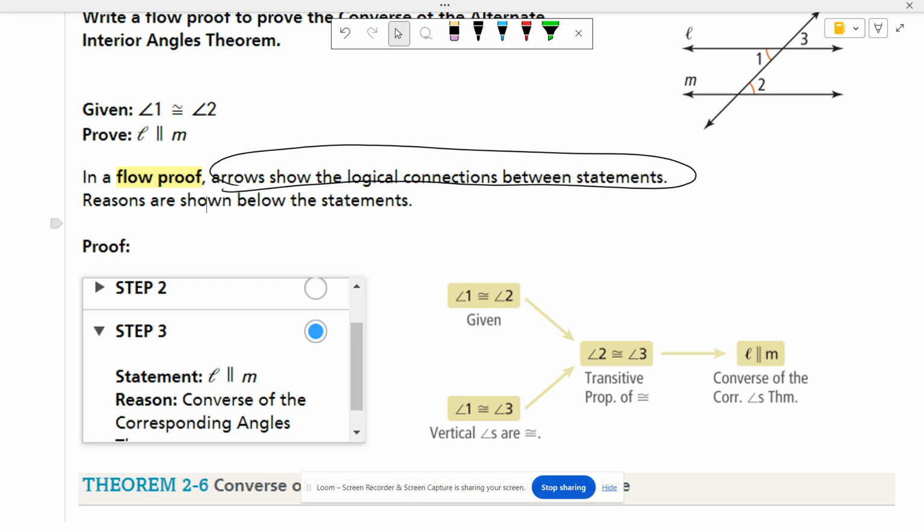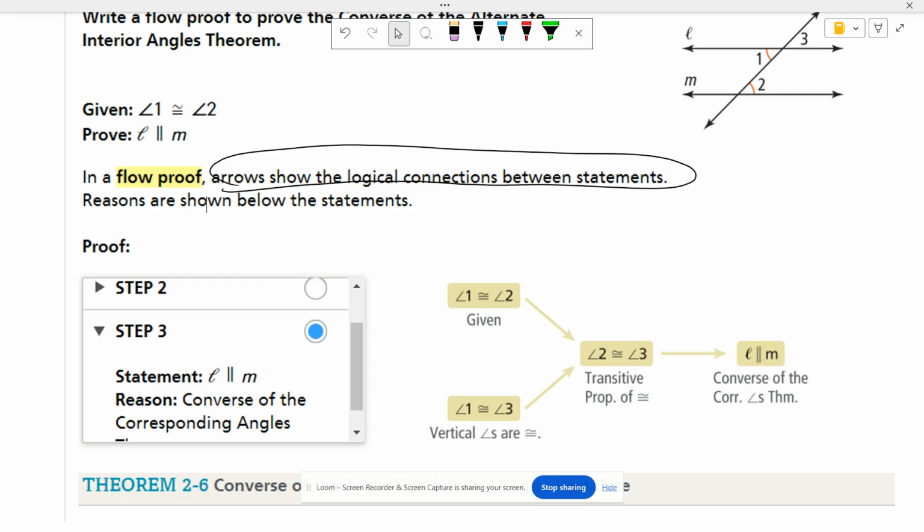Okay, let's look at a flow proof now. We're given that angles 1 and 2 are congruent. 1 and 2 are alternate interior angles, they're congruent. We know 1 is congruent to 3 because they're vertical angles, something that we've proven earlier. And then that leads to, with the transitive property, since 1 is congruent to 2 and 1 is congruent to 3, then 2 is congruent to 3.